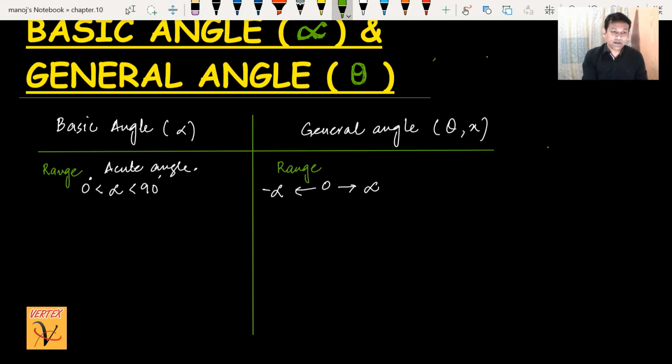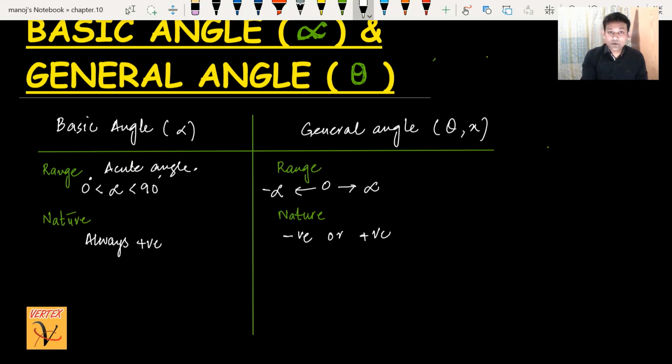Second thing to understand, what is the nature? Nature means negative or positive. I have already discussed here the nature. Okay, the nature of the basic angle is always positive. This is very important. Always positive. We cannot write negative here. Okay, but the nature of the general angle can be negative or it can be positive.